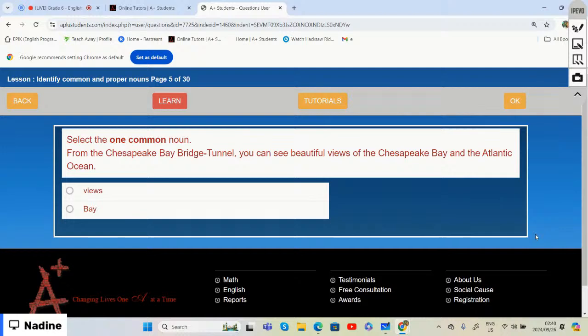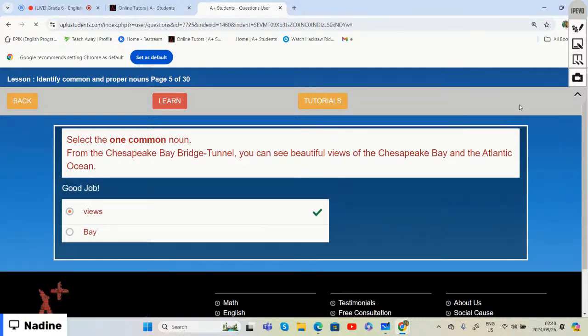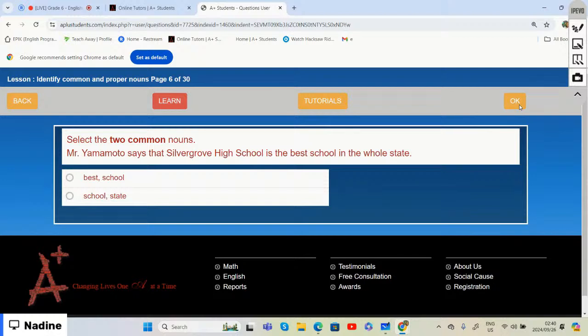So, views or bay? Remember, a common noun. If we were to choose the correct option, then views is correct, not bay. Bay is written with a capital letter, which means that it is not a common noun.